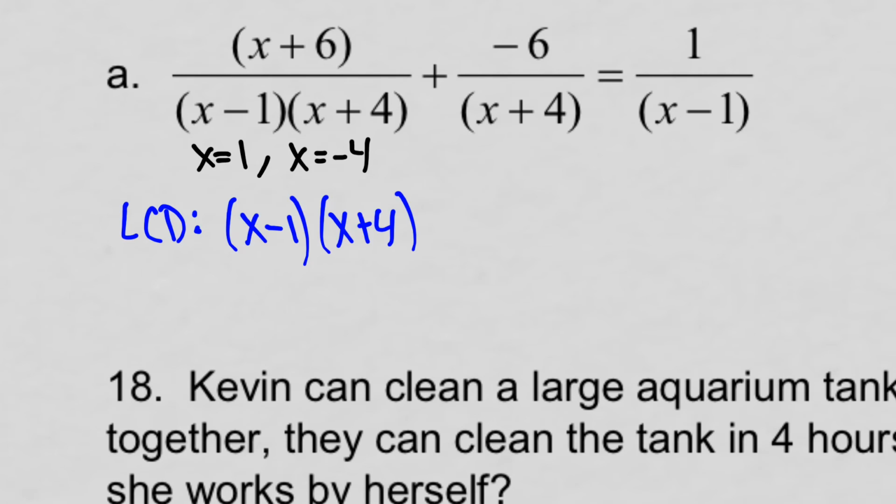How many of them? This one only has 1 of them. This one only has 1 of them. This one has none of them. The most that any of them have is 1. So I only need 1 of them. That's it. That's my LCD.